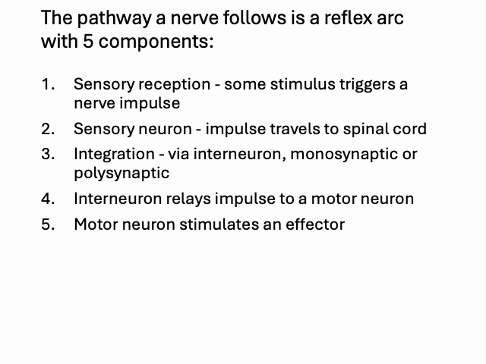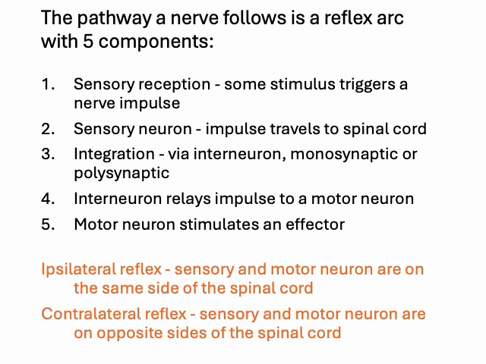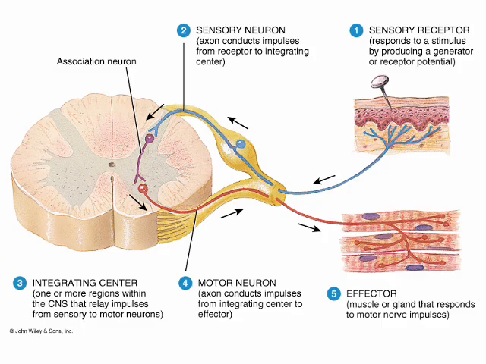Now, if you see the term ipsilateral reflex, that means the sensory and the motor neuron are on the same side. The sensation comes into the same side of the spinal cord, and the motor output goes out the same side. We also have contralateral reflexes, where there will be a cross, so the sensation and motor neuron are on opposite sides. I think the best way to illustrate those is with an example. But think of ipsilateral as same side, contralateral as opposite side.